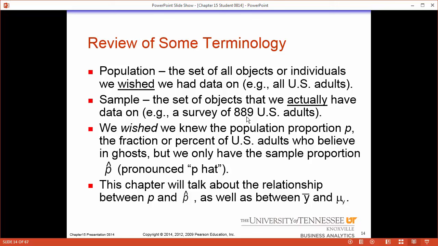Well, we have the population of all people, all U.S. adults. And then we have these small samples. What we're getting from the small samples is p hat. This is p hat, which is the sample proportion. What we wish we knew is the population proportion. This is a very important notation part right here with p, the population proportion, and p hat, the sample proportion.